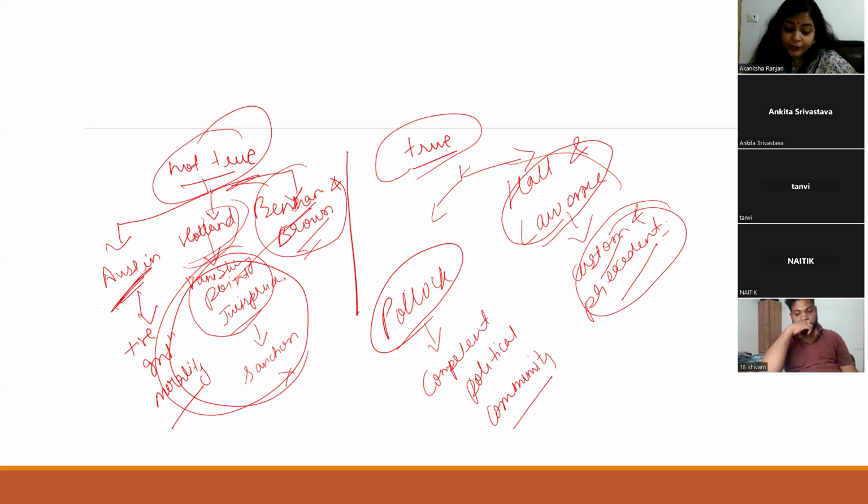Then the relationship between international law and municipal law. There are various theories which you might have heard about, like dualistic theory, monistic theory, transformation theory, delegation theory, and specific adoption theory. These are the five theories about the relationship of international and municipal law. How international law is incorporated in our municipal law, the national law. There are different theories of how it is incorporated.